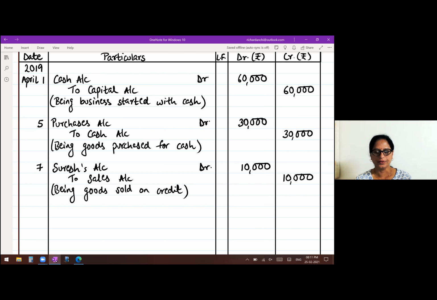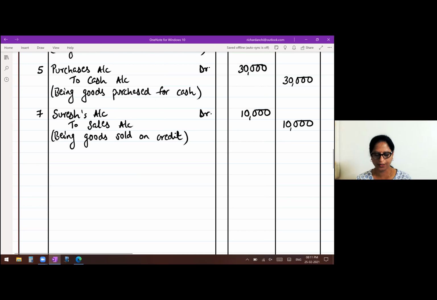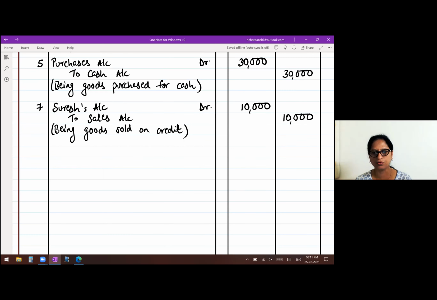Okay. Now the 10th one. Purchased furniture from Mr. Govind on credit rupees 30,000. Now again this is a purchase. You're purchasing furniture. Furniture is an asset of the business. So one of the accounts will be furniture. And again this is on credit. So credit means there has to be some personal account.